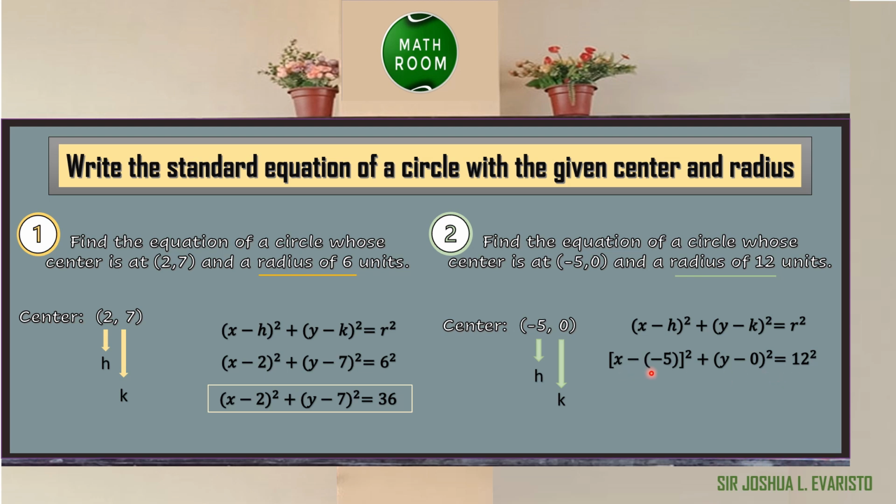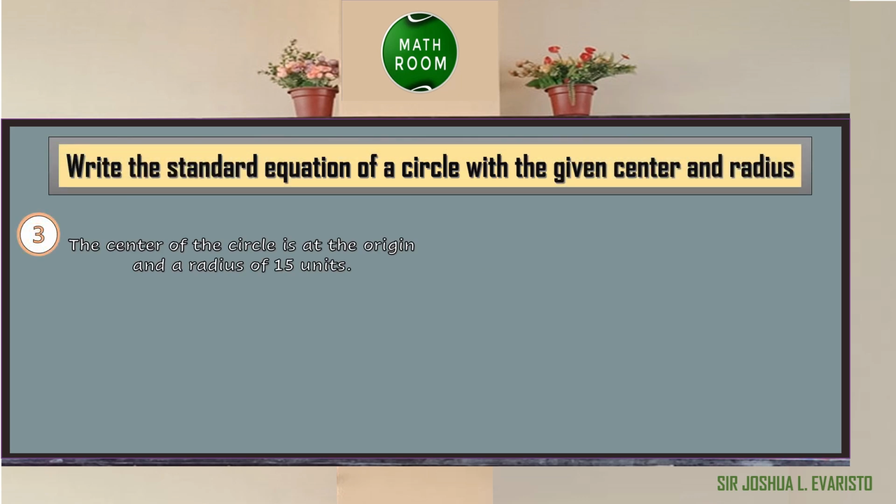X minus negative 5 can also be written in the form of x plus 5. Then y minus 0 is equal to y. Then 12 squared is equal to 144. Therefore, the standard equation of a circle is x plus 5 quantity squared plus y squared is equal to 144. Moving on with item number 3.